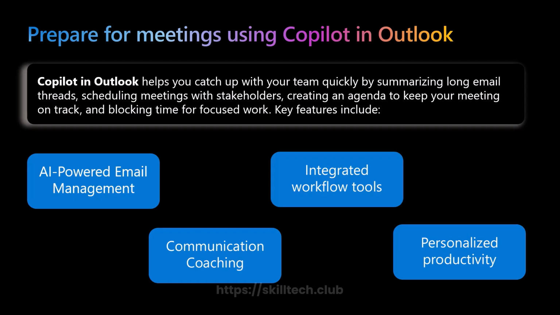Or maybe blocking the time for focused work. Some of the key features include AI-powered email management, communication coaching, integrated workflow tools, and personalized productivity. All of these four sections which we are focusing on here are actually going to help you improve your usage of Outlook in a much more appropriate way, as well as make you ready and prepared for your meetings. Not only that, as per Microsoft 365, it's also going to keep you focused on high value tasks while maintaining compliance and security as well.